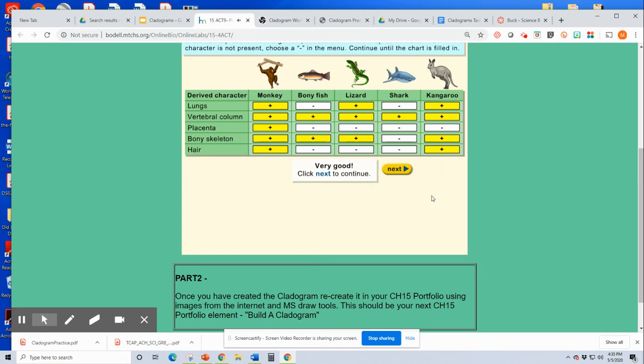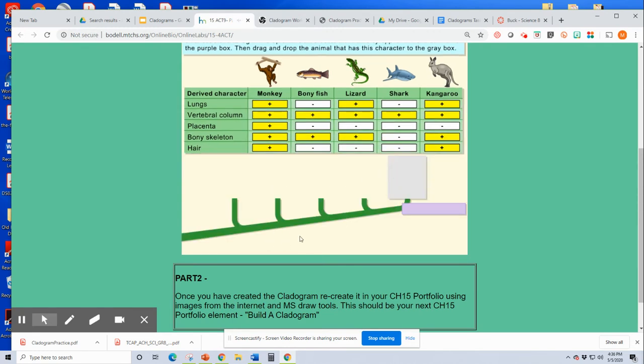Okay. So one thing before I click next that I want you to look at is these different living things. You notice here the shark only has one of these characteristics. The bony fish has two. The lizard has three. The kangaroo has four. And the monkey has all five of them. Okay, so that will help us when we build our cladogram in just a minute.